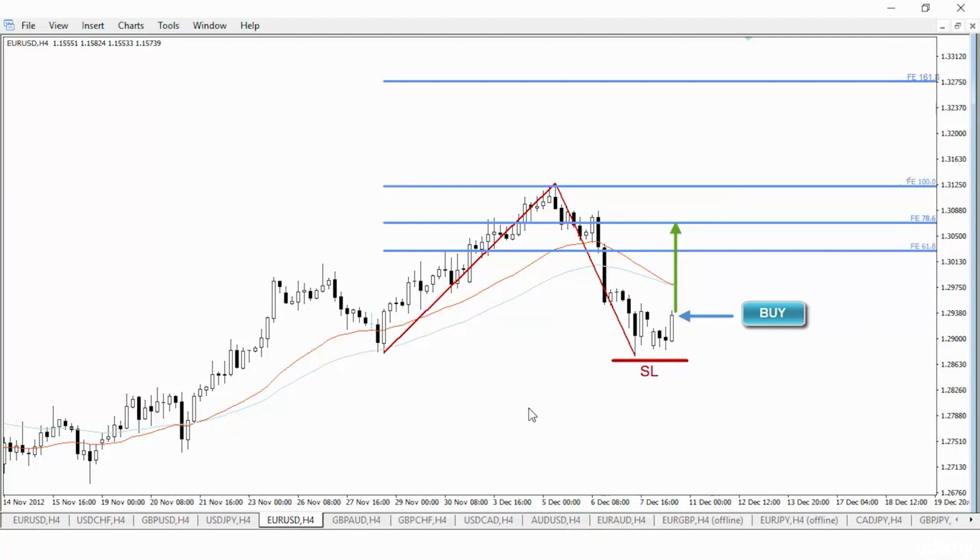Rather, we will wait for the 100 Fibonacci expansion level to be broken so that we can confirm that the market is heading in the uptrend direction to make another higher level. So if price breaks the 100 Fibonacci expansion level, then there is a good chance that price will hit the 161.8 Fibonacci expansion level. So until we see any kind of strong bearish candle before the 161.8 Fibonacci expansion level, we will target that 161.8 level as our final profit level. Now let's wait and see if our initial profit target, which is 78.6, gets hit or not.